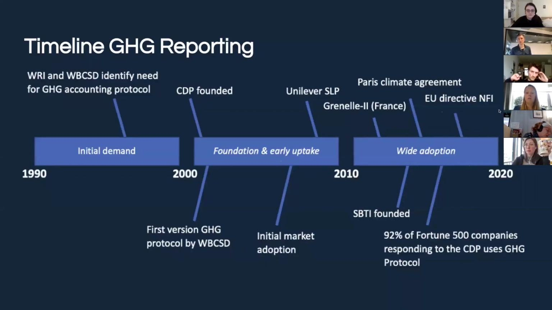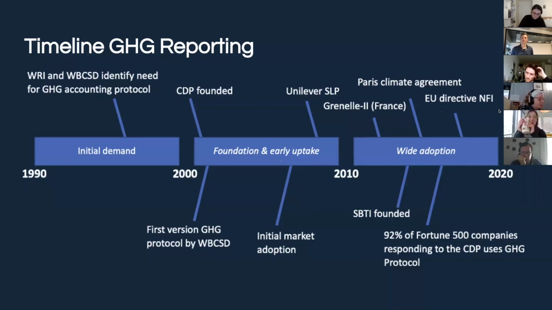Now, let us set a little bit more the scene regarding the greenhouse gas protocol. This is a timeline. Greenhouse gas reporting is not new. The initial demand started in the previous century already. Then in 2000, the first version of the greenhouse gas protocol became available. There was some initial market adoption. Then some companies like Unilever started to make more ambitious plans. Then we saw more mandatory disclosure guidelines pop up. Some of you may know the Grenelle 2 Act within France, which forces companies to report on their environmental performance.